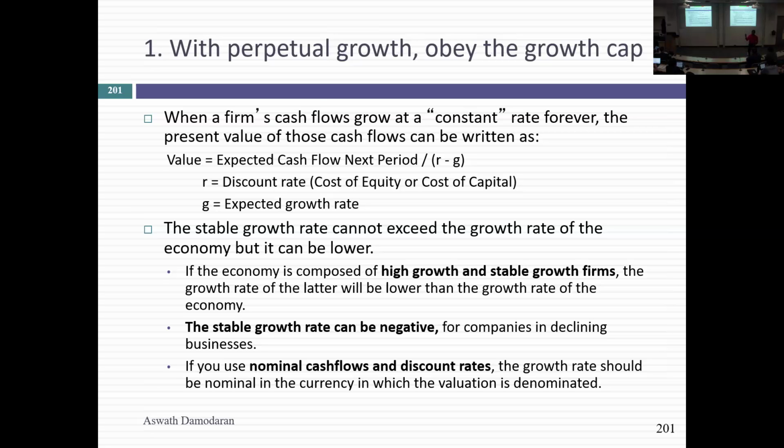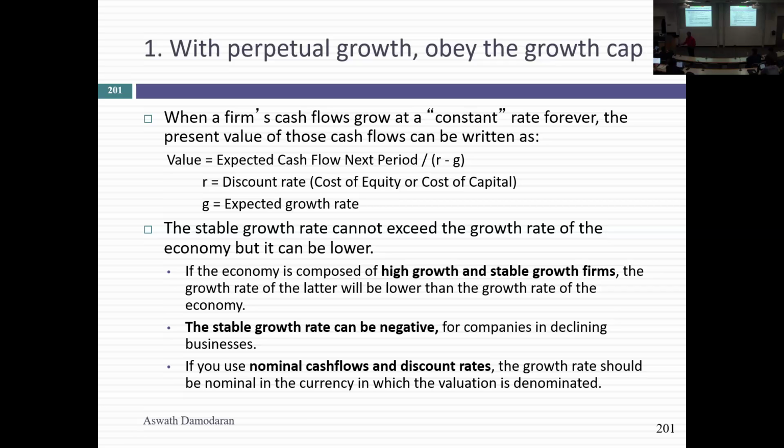It comes from this equation. I remember the first time I saw this in a finance class, and I said, this is so neat. You have a cash flow that lasts forever. I don't have to estimate cash flows every year. You take the cash flow and divide by R minus G, the discount rate, you get the present value.